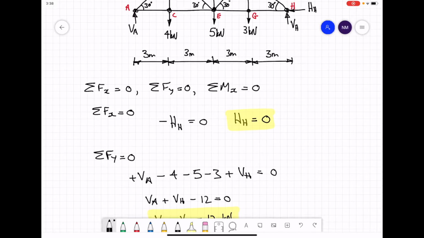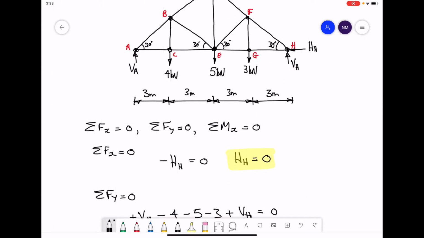And looking at our free body diagram again, VA is the only force applied at point A. Offset distance is 0, so it won't produce a moment. What does produce a moment is the 4 kilonewtons, the 5 kilonewtons, the 3 kilonewtons, and VH. HH doesn't produce a moment. The value is 0 anyway, but the offset distance, HH, acts through point A, so it wouldn't produce a moment if it had a value. It has a value of 0, so it doesn't produce a moment anyway.